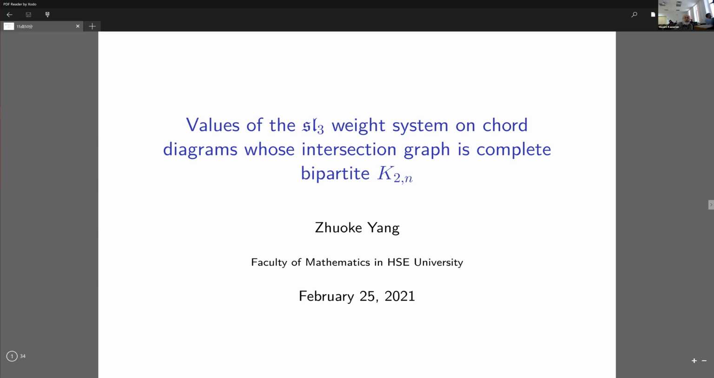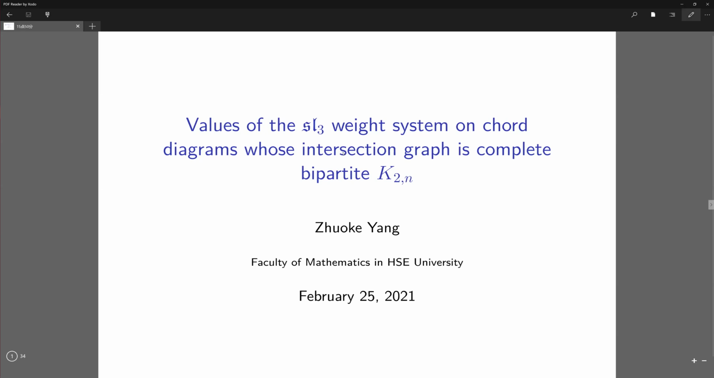This talk is, in a sense, the first effective computation of the values of this weight system on a series of chord diagrams. So you may start, Zhuoke.